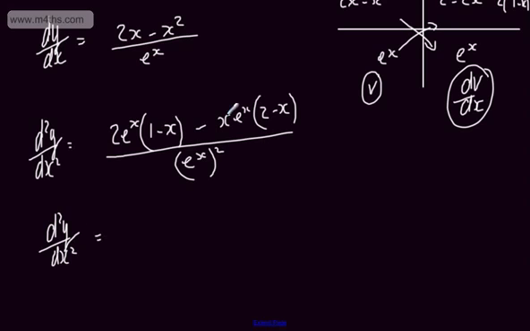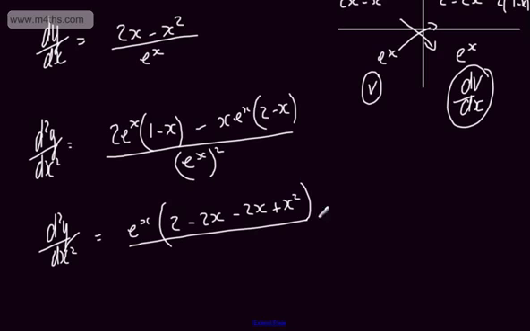If I look at this, I suppose we could do some work with it. I'm just going to take a common factor of e to the x out. So we've got e to the x, and then that's going to leave me, in here, 2 minus 2x, and then here minus 2x, and then we're going to have plus x squared. That looks pretty. And that's all going to be over e to the 2x.